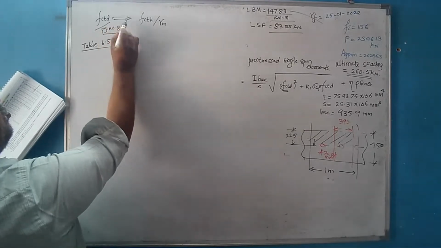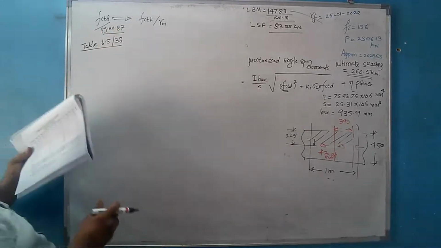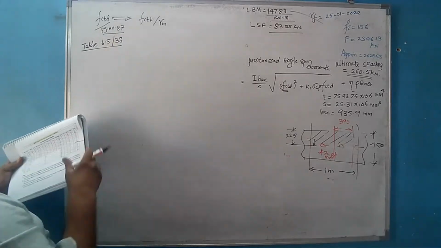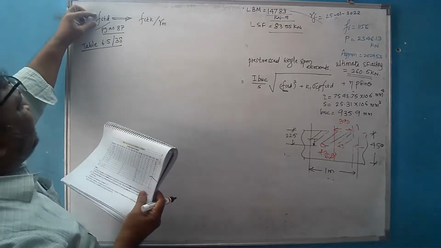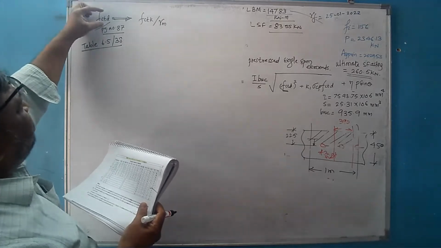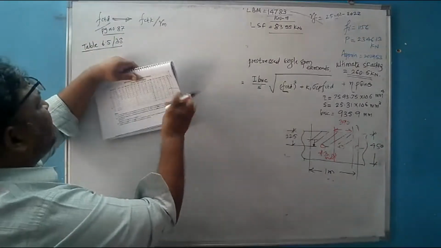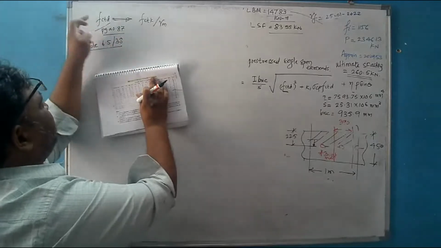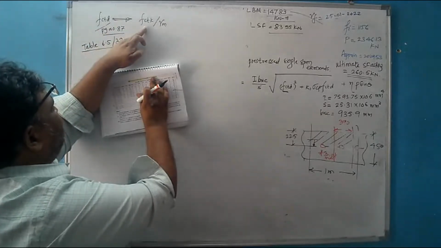fctd is equal to fctk divided by gamma m. It is defined on page number 87. It is the design tensile strength of concrete. Where can we get this? From page number 87. The equation is given there.